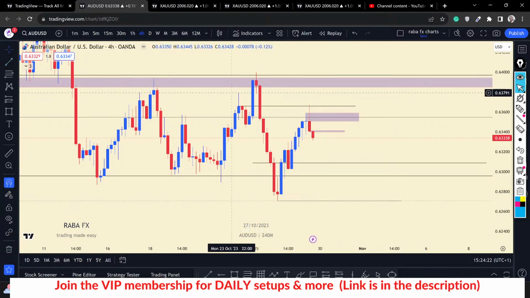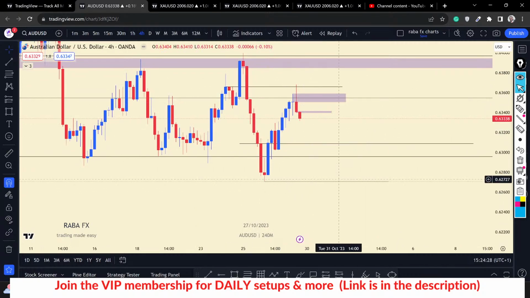All right, we have a structure break here. This is a pullback and we are continuing the impulse leg to the downside. So this market is heading down. We are targeting this. Okay, so maybe if market comes and trades back in, just open a trade, put stop loss here. We should be heading to this point.